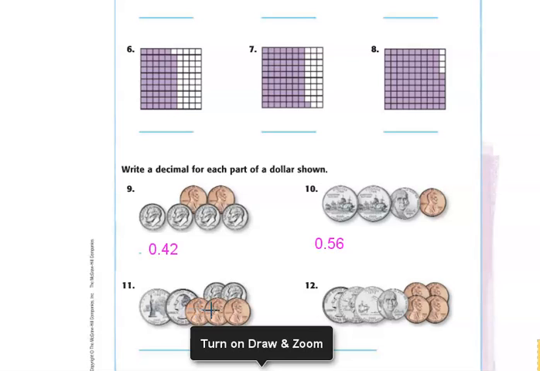71, 72, 73. So we've got 0 whole, 73 hundredths. Last one's different. 25, 50, 75. 75 plus a nickel is 75, 80, 81, 82, 83, 84. To write that as a text box would be 84 hundredths. And that's how that page is done.